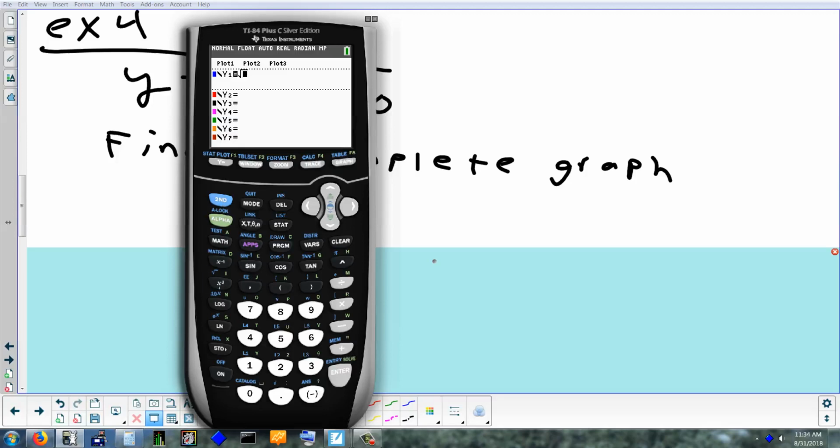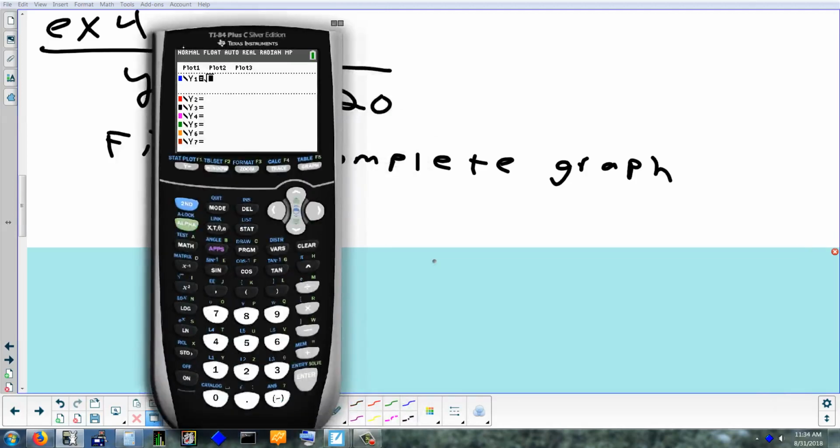Second, square root. That's how you do square root. You have to press second, and then it's the 5th button down on the left. What did I say? X plus 20. Now, before I hit graph, I'm going to do the zoom 6, but is there anything you're not allowed to do with square roots if we're sticking with real numbers?